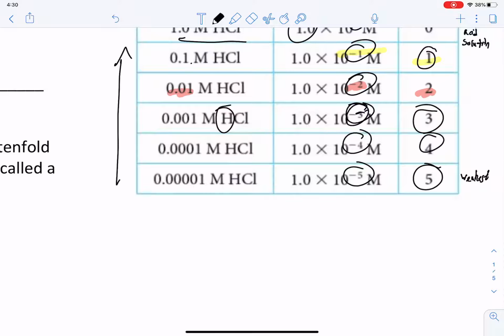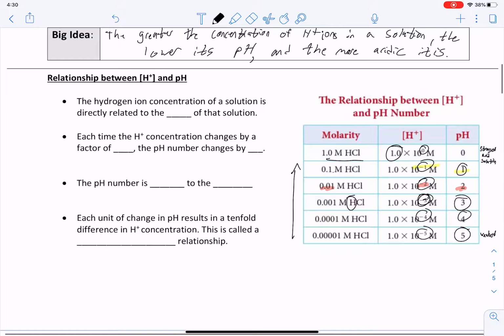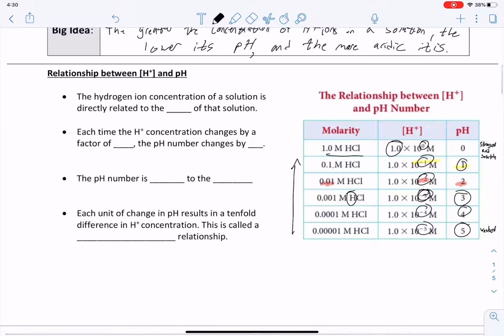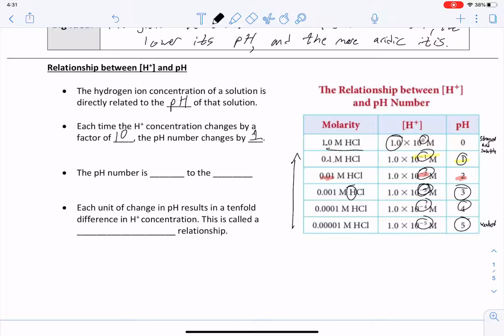All right, and that's going to lead us to a few trends that we'll answer here. So the first bullet point, the hydrogen ion concentration of a solution is directly related to the pH of that solution. Each time the hydrogen concentration changes by a factor of 10, as we see here, right? 10 each time the decimal is moving over, the pH changes by 1.